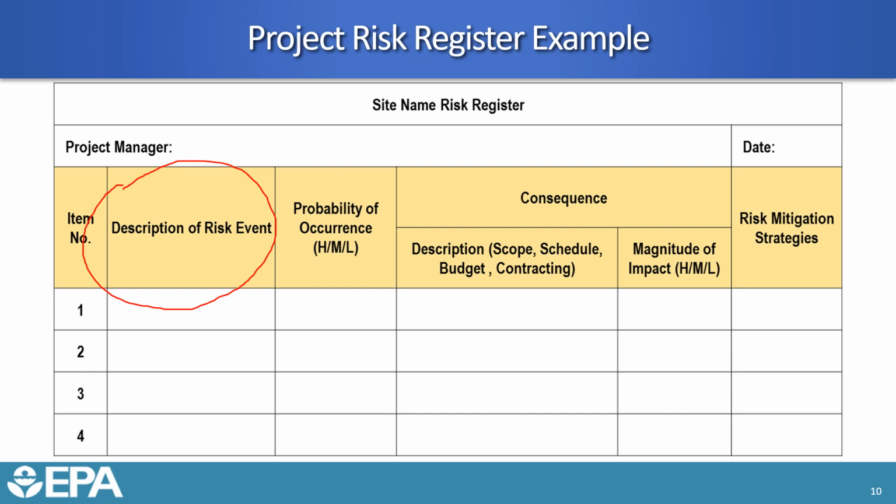Is it related to scope? Is it related to schedule? Does it have some sort of bearing on our budget? Or does it inflict some sort of contracting consequences out there? What's the magnitude of that impact? And in this particular case, we're using a high, medium, low, but again, you can use a gradation scale, a numeric scale that's associated with it. And then finally, what type of mitigation strategies that are out there? So in other words, how are we going to make sure that this particular risk event, how are we going to address that particular risk event?